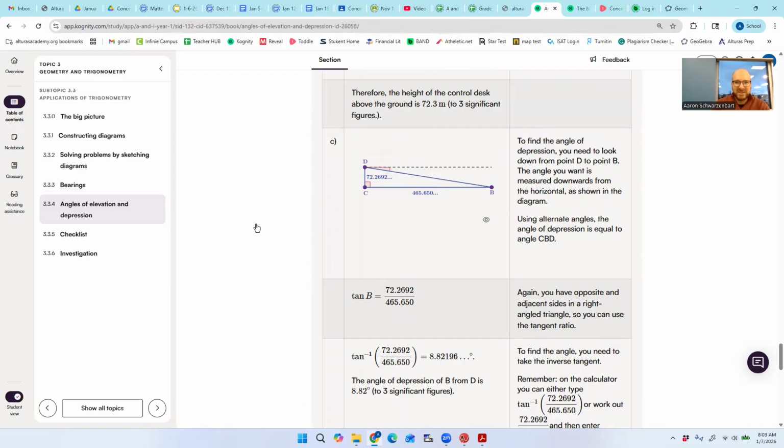So here I have my distance and distance. So to find the angle of depression, I would essentially find that one using an inverse tangent between my two heights. Notice how many decimals they're carrying until final answers.